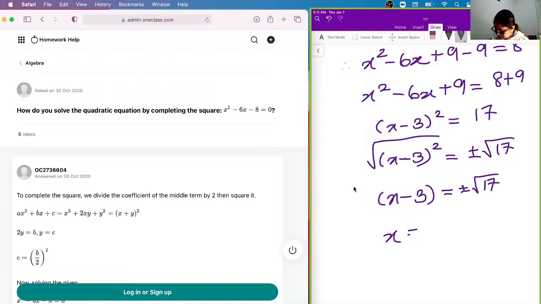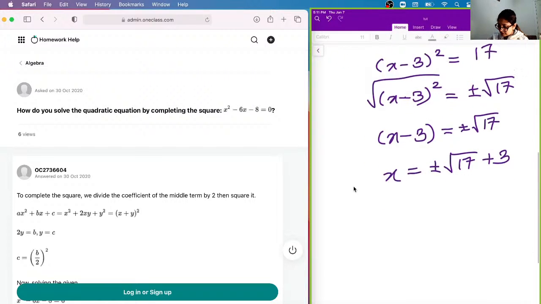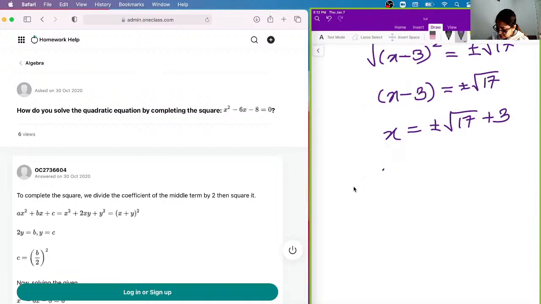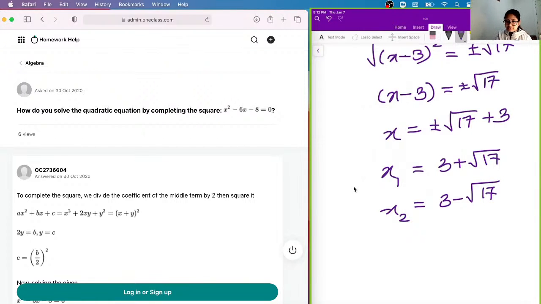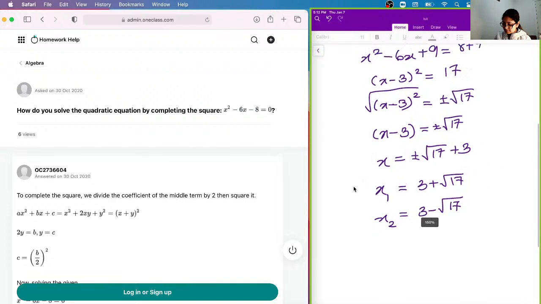Then you would move the -3 to the other side. So you would have x equals 3 plus or minus square root of 17. In this case, there could be two values of x. You would have x1 is equal to 3 plus square root of 17, and you would have x2 equal to 3 minus square root of 17. So these two are the answers for solving for x by completing the square.